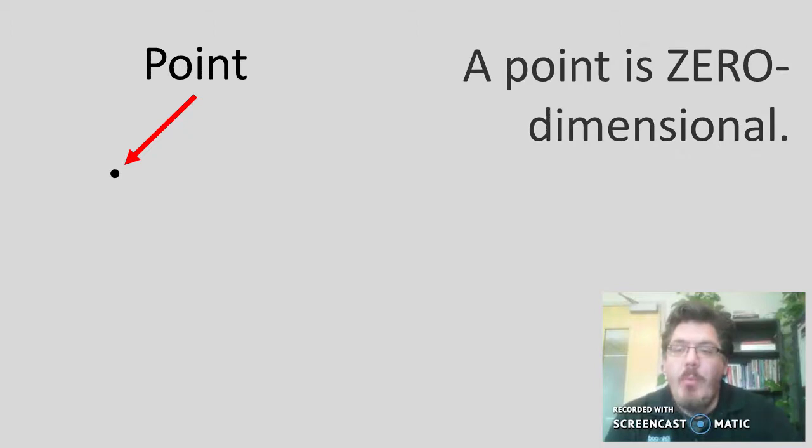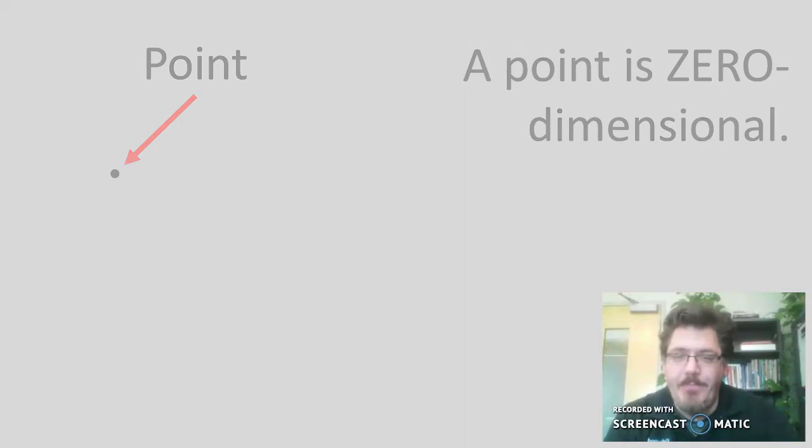So what does it mean for a figure to have dimension? Let's start by chatting about the most basic geometric figure, a point. A point is a single spot or location in space. A point is zero-dimensional because technically it doesn't take up any actual space. It doesn't have any length or width or height to it.